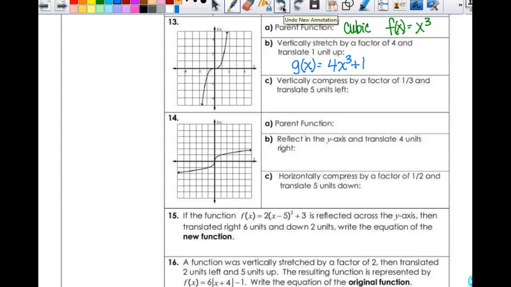Okay. Then C, so we're going to call this one h of x. We're going to vertically compress it by a factor of 1/3 and translate 5 units left. So you try that one. Let me give you a second to get that one done.